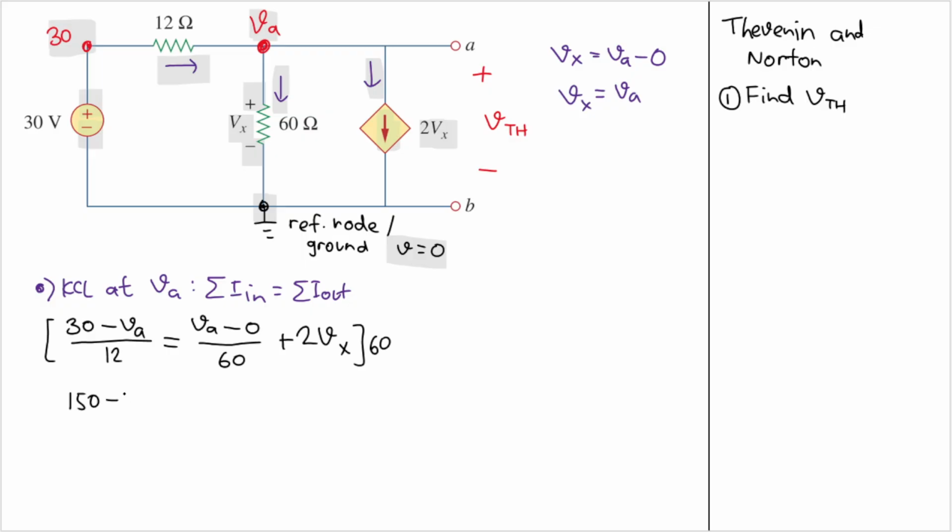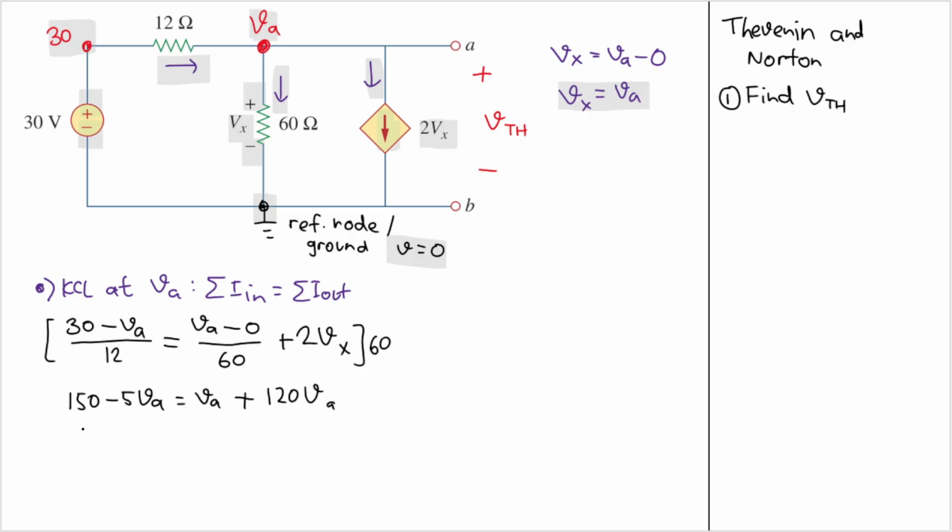So we'll have 150 minus 5 VA. And then for this one here, 60 and 60 will cancel each other, so we will have VA, because VA minus 0 is just VA. And then I will have plus, this one here will be 120 Vx. But remember that Vx is equal to VA, so we can just substitute Vx with VA.